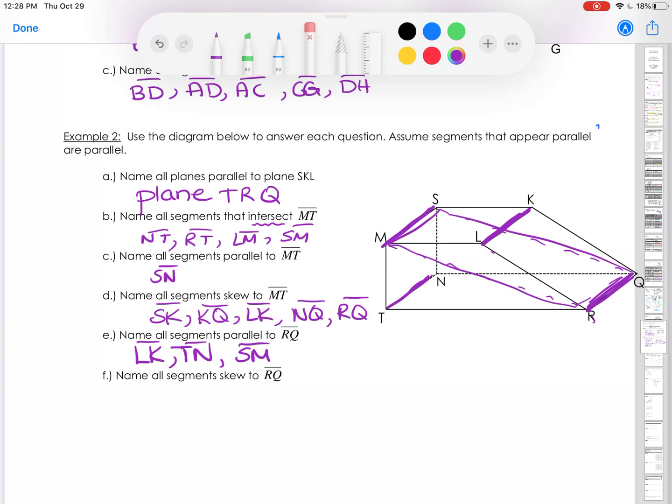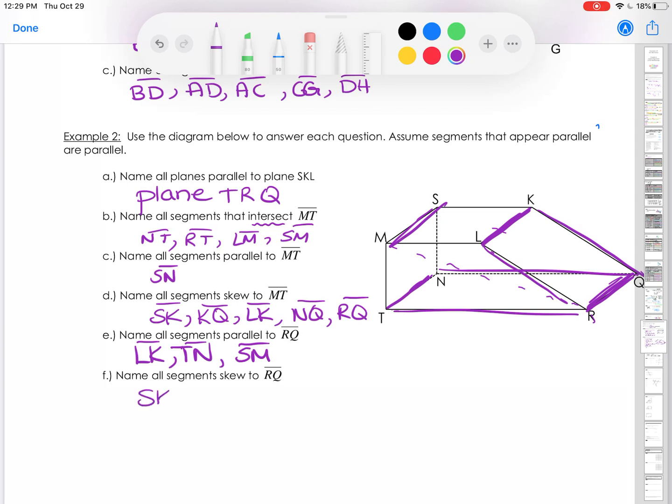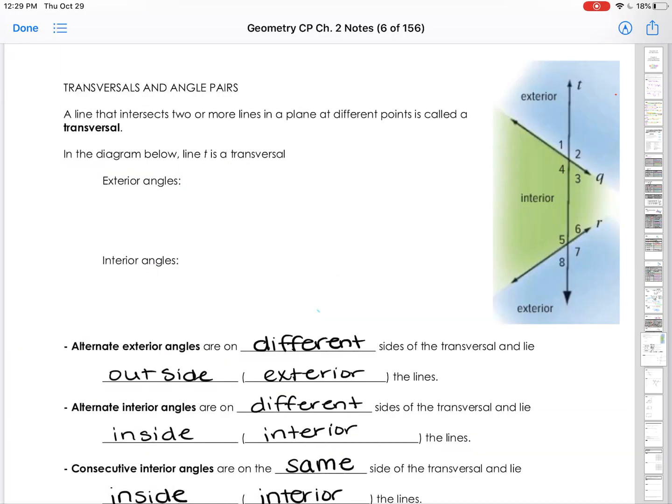Okay. Lastly, we want to name all of the ones that are skew. Okay, well, we already know that those guys that we have highlighted are parallel, so they are not skew. What would intersect RQ? These bottom guys would intersect it. So would these two on the front kind of angle there. So what's left is going to be skew. We have SK, we have ML, and we have SN and M.